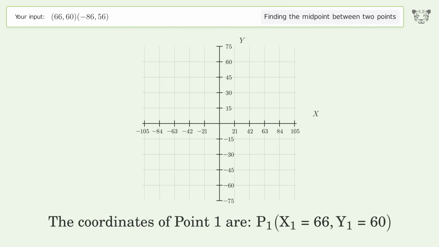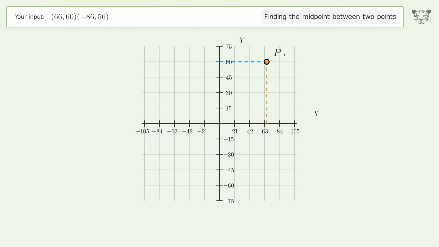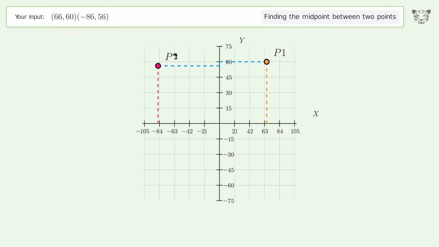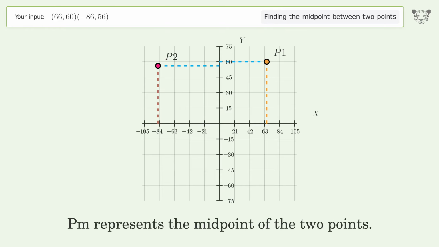The coordinates of point 1 are x1 equals 66, y1 equals 60. The coordinates of point 2 are x2 equals -86, y2 equals 56. PM represents the midpoint of the 2 points.